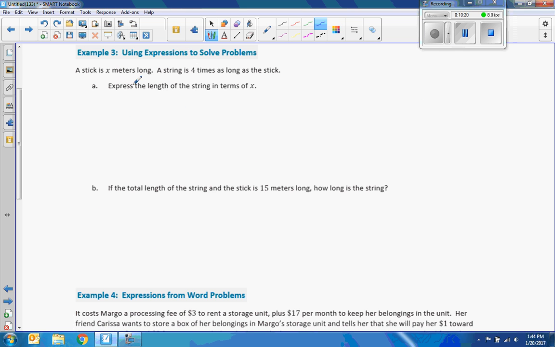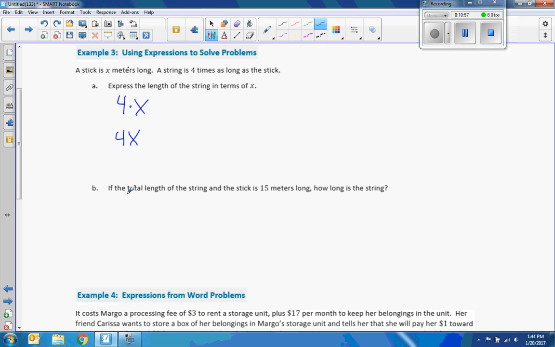Okay, intro to word problems here, sort of. It's just a small, short 2 sentences. A stick is x meters long. A string is 4 times as long as the stick. Express the length of the string in terms of x. Okay? Well, the stick is x meters long, and the string is 4 times as long as the stick, which is x, so it would be 4 times x. So we don't need to show the dot, because a number next to a variable means multiplication.